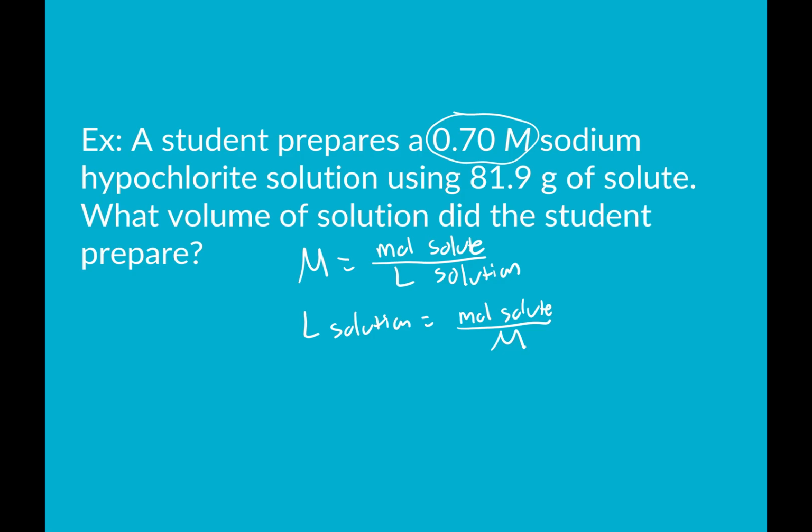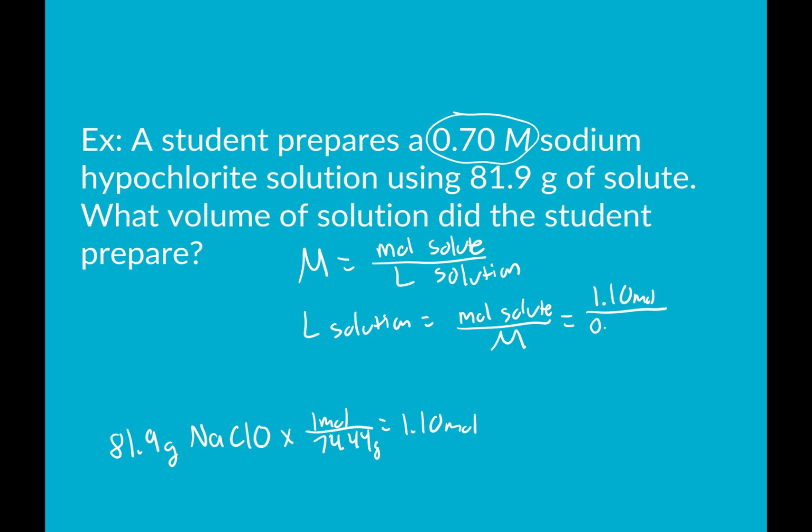Our solute here, sodium hypochlorite, we are told is 81.9 grams. So we'll take our mass of solute, 81.9 grams of sodium hypochlorite, and we'll convert this into moles, dividing by the molar mass of sodium hypochlorite, and this will give us 1.10 moles. So then our volume of the solution becomes 1.10 moles divided by 0.7 molar, and our solution will have a volume of 1.57 liters.